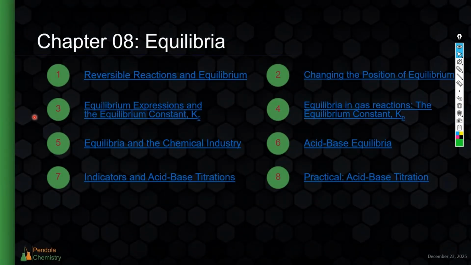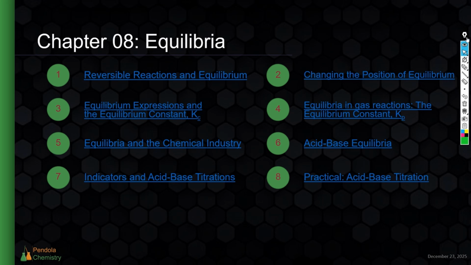There's going to be 7 sections in this chapter, with the one practical being another titration. This particular titration is an acid-base titration. So the idea of that is going to be the same as what we saw before, just with an acid-base reaction, which we'll touch upon later in the chapter. But chapter 8 is going to have 7 theory sections. Section 1 is on just what is a reversible reaction and equilibrium.